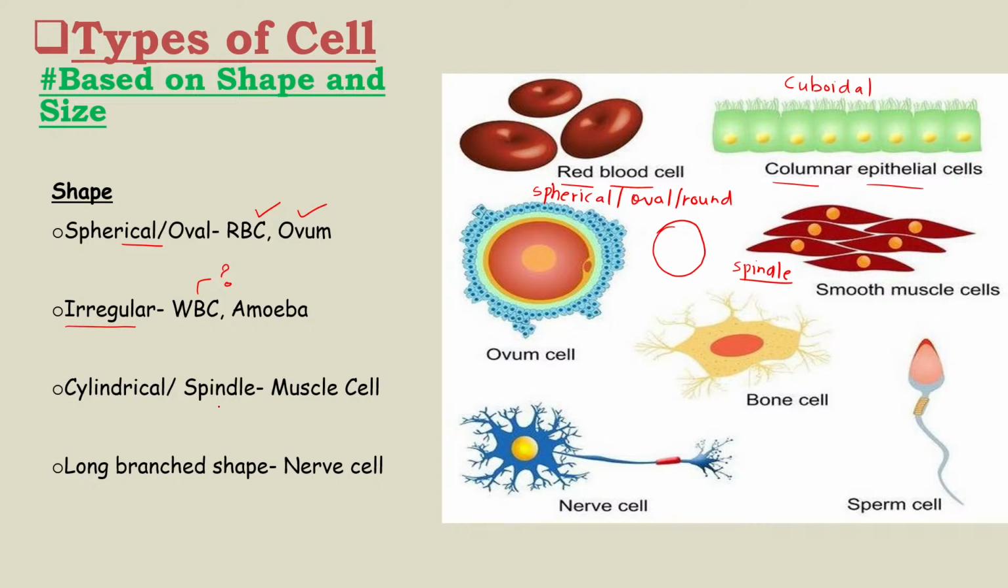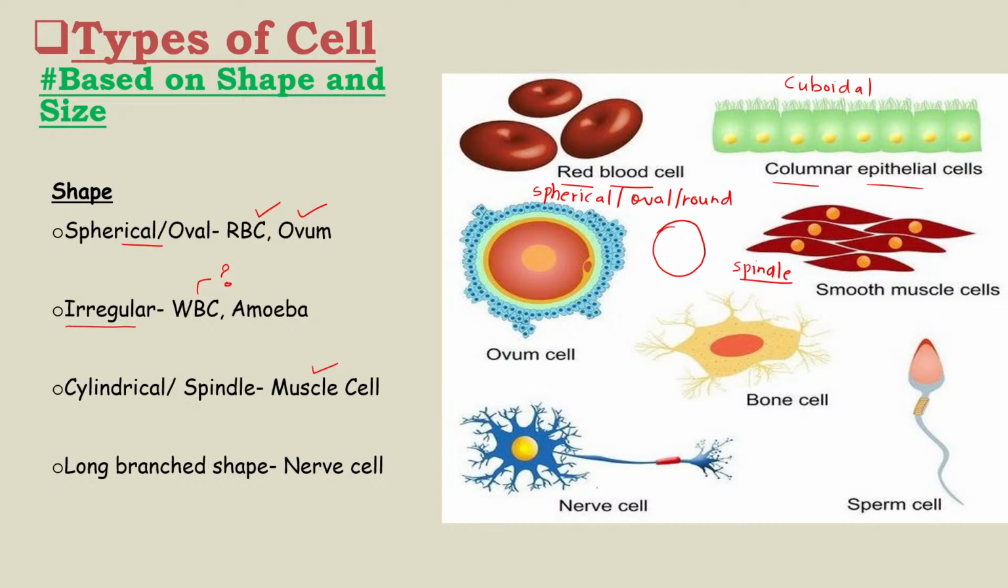Then we have cylindrical or spindle shaped cell, that is a muscle cell. So muscle cells have a special shape called spindle shape. And the nerve cells are long branch shaped. So the shape of the cell depends on the function of the cell. Depending on that, you may have different shapes for the cell. For example, a nerve cell is long like this with a branch. So it has to carry the signal from that region to the brain. The function of the nerve cell is to transfer information from that region to the brain. So therefore it is long and branched in shape.